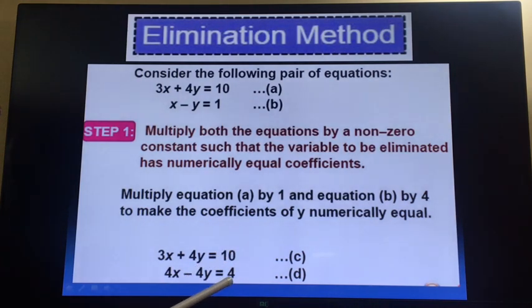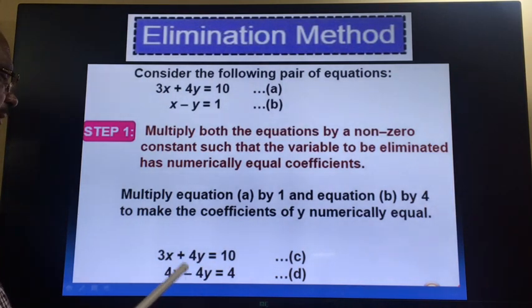Now after writing these two equations, what are we observing? We are observing the coefficient of y. Here it is plus 4, here it is minus 4. Both 4s are the same, only the difference is of sign. So first of all, what have we done? We made the coefficients equal. Now we will see the sign.